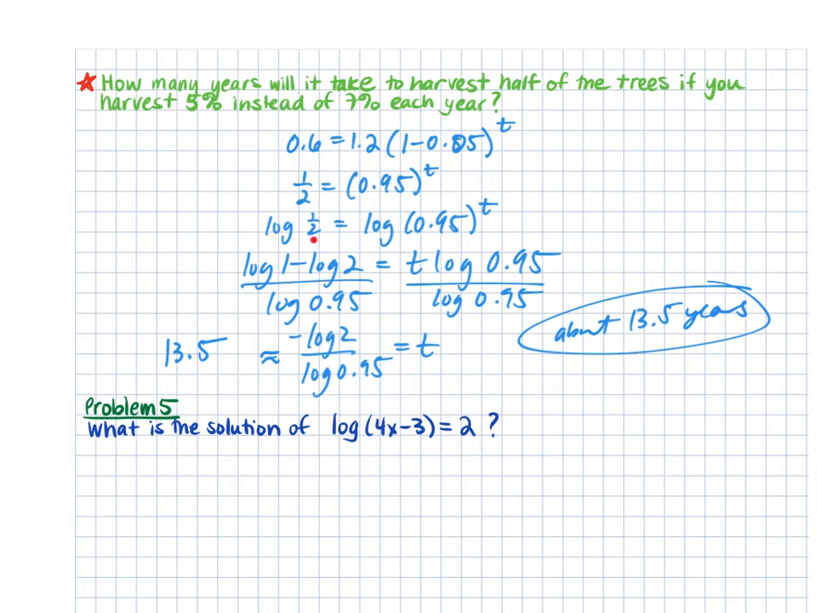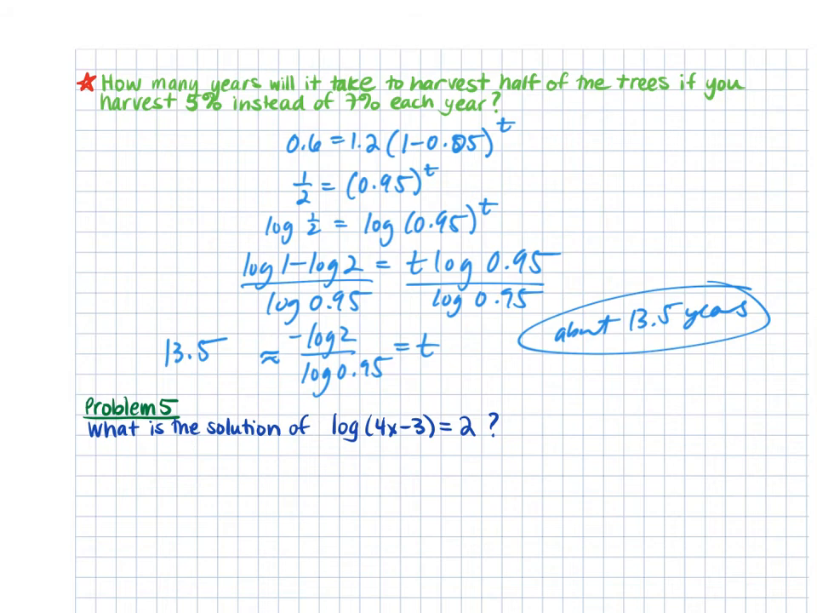just to show that log of 1/2 is the same as negative log 2, because this goes to 0, anything log of 1, but I just showed that just to mention it. It does not matter. It's actually not useful in this problem because you can plug this in just as easily as this. But we got 13.5, and so it's about 13.5 years, which makes sense.